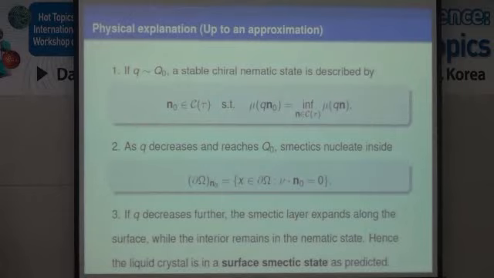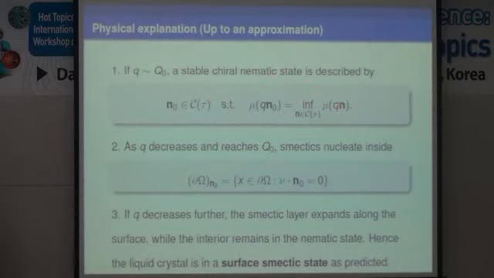Instead of giving the proof, let me give some explanation. The first one is when q is close to some critical value, a stable parallel nematic state must look like this. Instead of saying that every trivial minimizer is stable, we say that some kinds of trivial minimizers give us a stable parallel nematic. Not every trivial minimizer is stable. And how to judge it? You look at the eigenvalue of some magnetic Schrödinger operator.